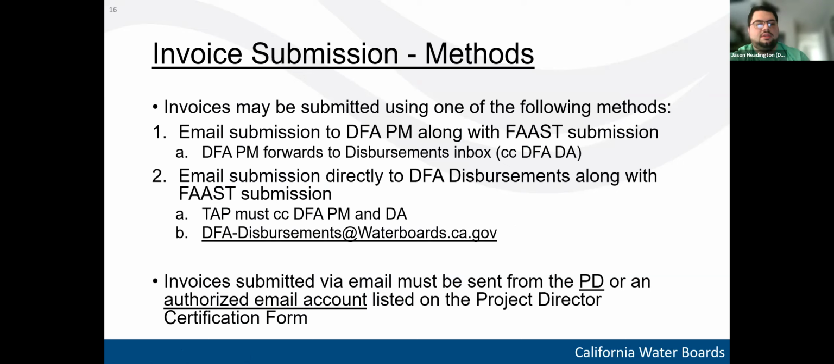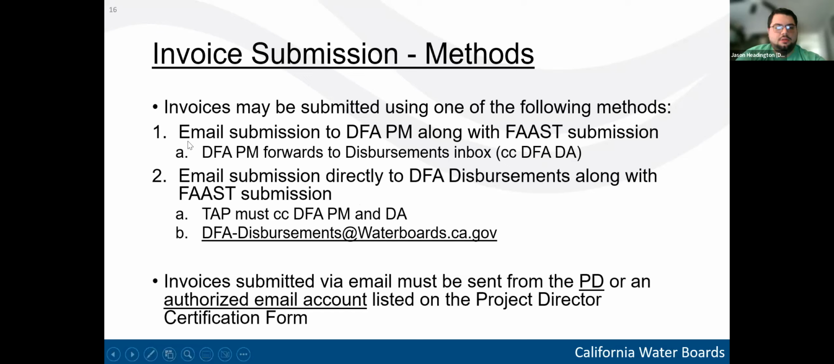And then the second method is emailing directly to the DFA disbursements inbox, along with a simultaneous FAAST submission. And so if you're doing this method, as a TA provider, you would just send the invoice directly to this email address right here, dfadisbursements@waterboards.ca.gov. And you would CC the PM and the DA on that submission, just so that everyone's in the loop and knows that the timeline for the invoice review has begun.